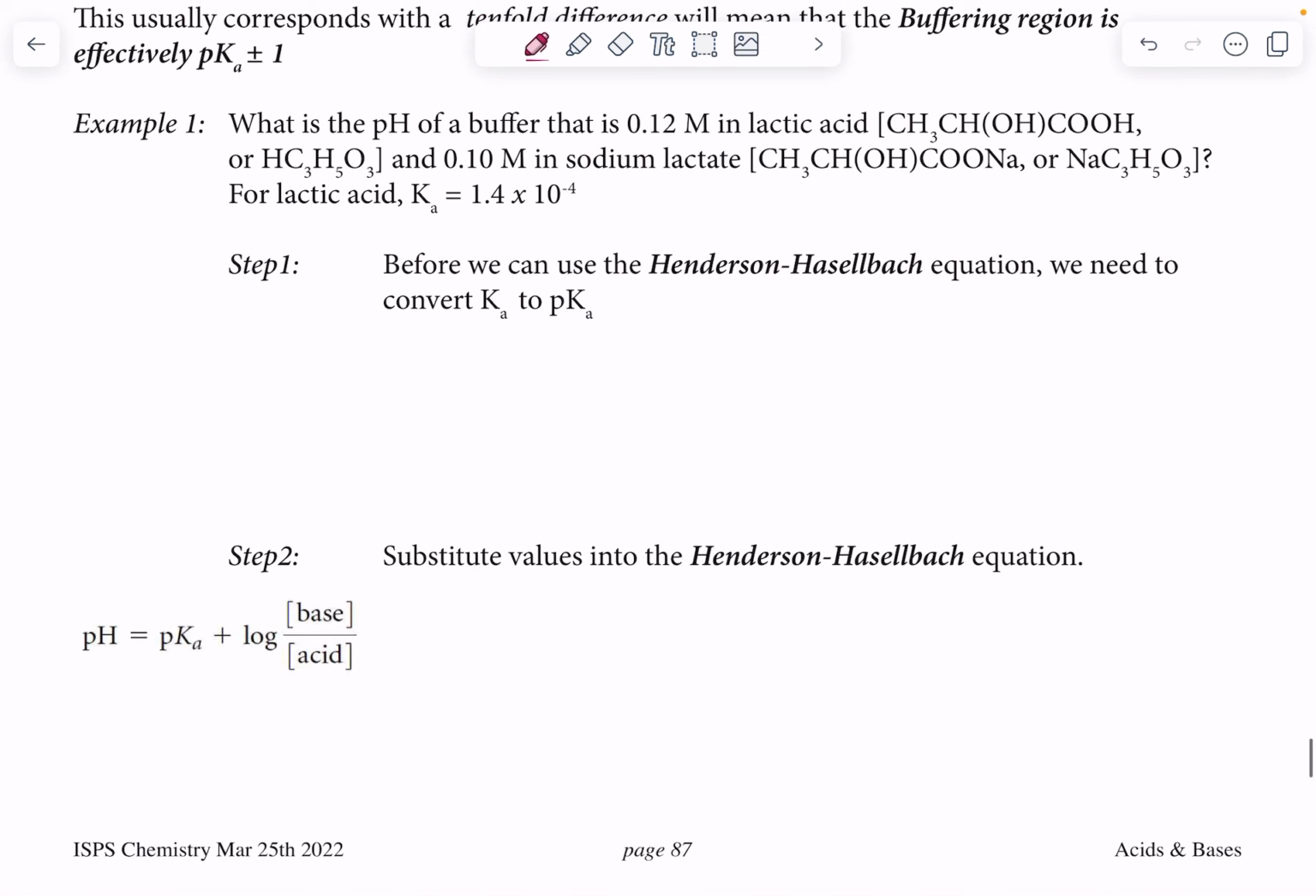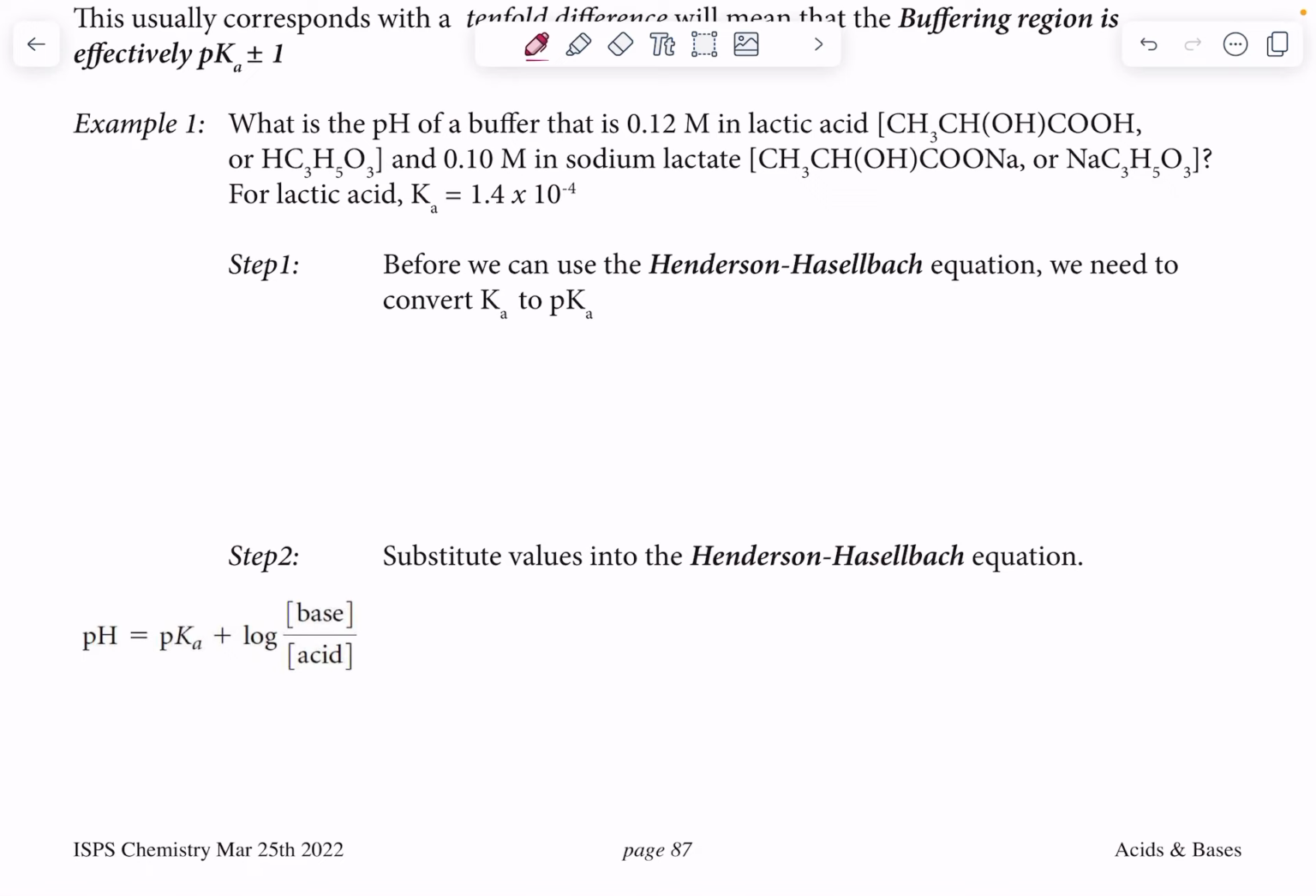So example 1 says, what is the pH of a buffer that is 0.12 molar in lactic acid, and then we're given the chemical formula, and 0.1 molar in sodium lactate, and we're given that chemical formula. For lactic acid, Ka is 1.4 times 10 to the negative fourth.